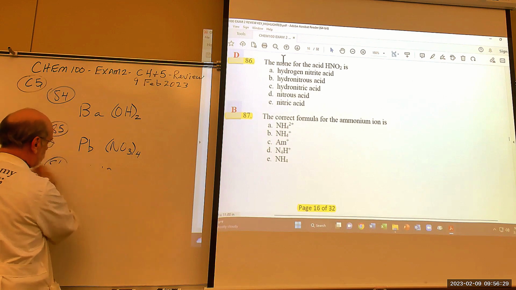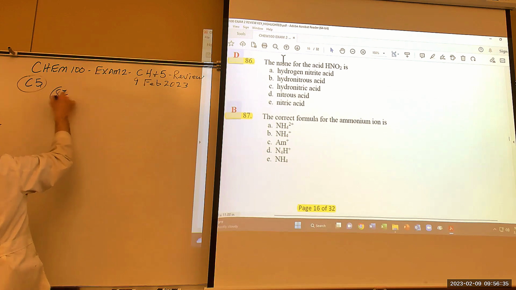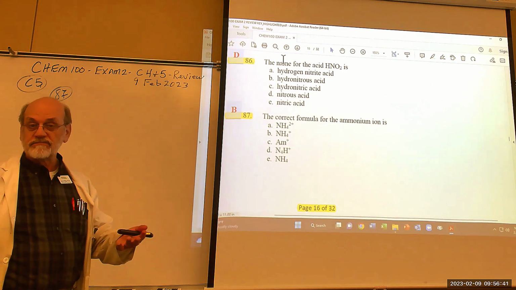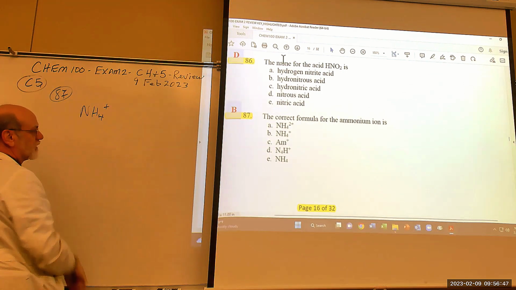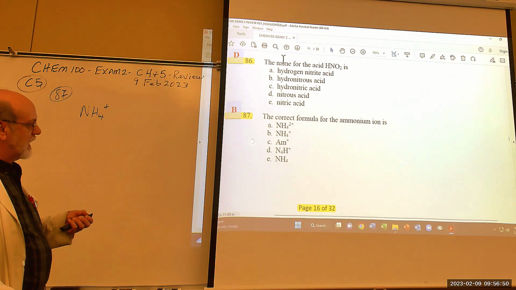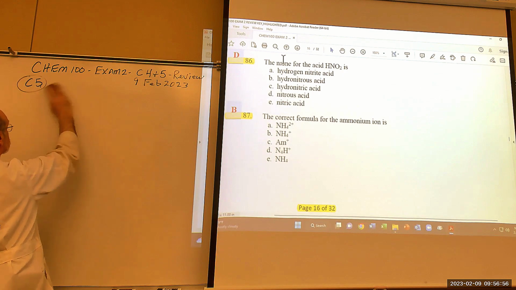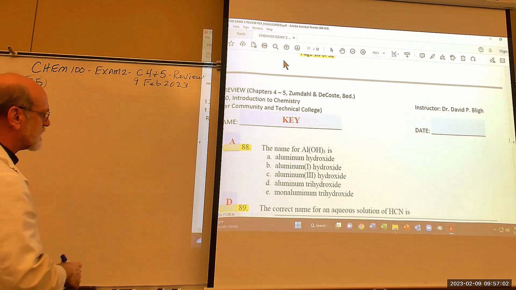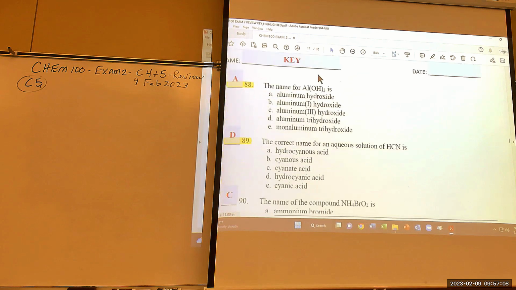Let's see, 87. The correct formula for the ammonium ion. You can look it up or you can memorize it. Ammonium is NH4 with a 1+ charge. Right there. Let's see, let me scroll a little bit, see how many of these I can get on here at once. That's good. 88.